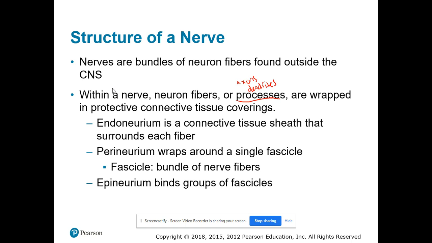One way they're protected that we've already learned about is that they're surrounded by something called myelin sheath. Myelin sheath helps speed up the transmission, but also aids in that protective factor. Besides that, there are three other coverings. They are the endoneurium, the perineurium, and the epineurium. And these are going to sound a little familiar. I'm going to come back to the slide, but let me flip to another slide real quick.